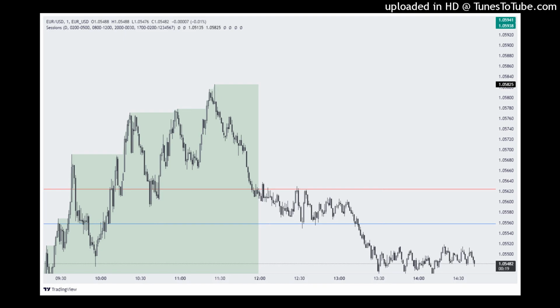And inside the PD array matrix, we start off with always a mitigation block. A mitigation block, I'll call it an MB. Then we have a breaker block right there. What do we have afterwards? We have a fair value gap, and then we have an order block. And then right there, we have a swing low or a swing high. But in this case, a swing low. Why swing low? Because this is for bullish, of course, discount arrays.